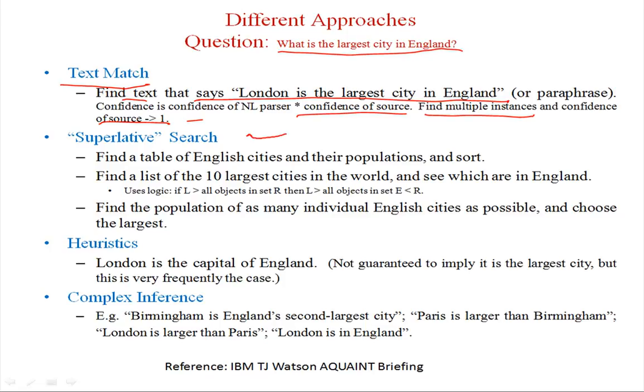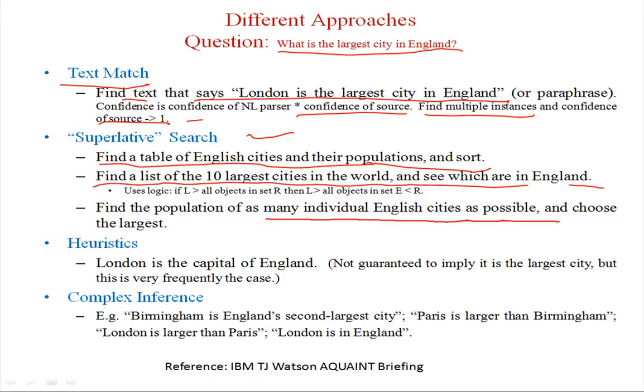Second is the superlative search. It finds a table of English cities and their populations and sorts them. Then find the list of 10 largest cities in the world and see which are in England, and find the population of as many individual English cities as possible and choose the largest, and the intersection of all these will give you the answer for this question. Third is heuristic. London is the capital of England, so it may be the largest city. It is not guaranteed to imply it is the largest city, but this is very frequently the case.